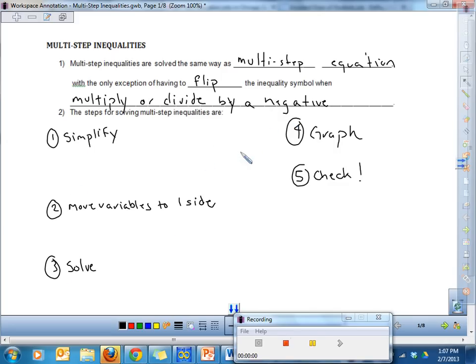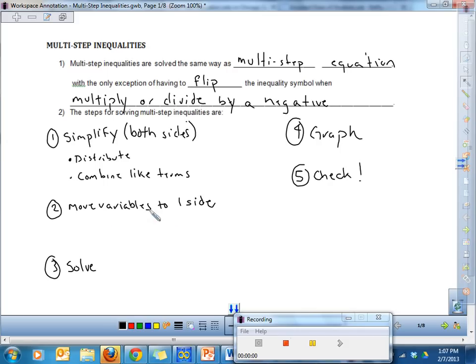There's 5 steps that we're going to take to solve these. I want you to go ahead, pause the video, copy down these 5 steps, and resume it when you're ready, and I'll explain each step. So the first thing we need to do is simplify. Remember, simplifying includes distributing and combining your like terms. When you simplify, make sure you simplify both sides of the inequality before you go on.